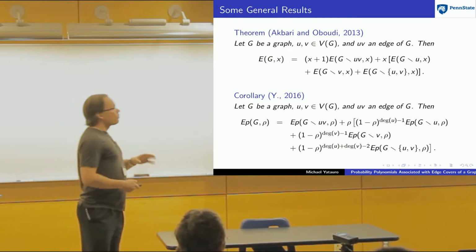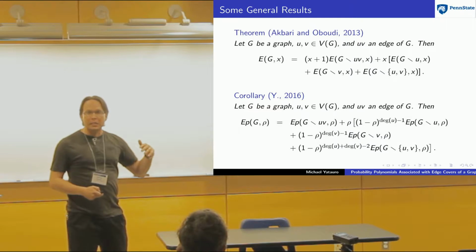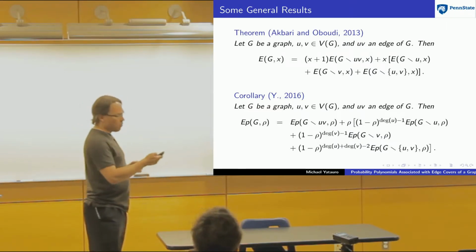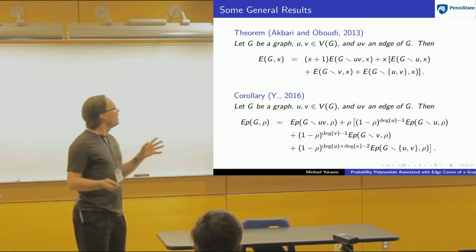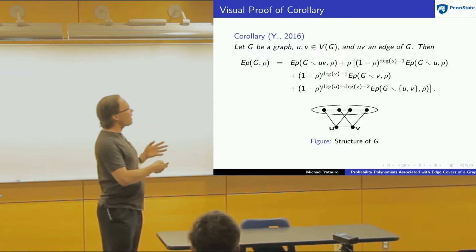Rather than giving the algebraic demonstration, which is just lines of equalities, I'm going to give a counting argument just to show where this particular equality and recursion comes from. So let's look at the graph itself. So the graph has some structure.